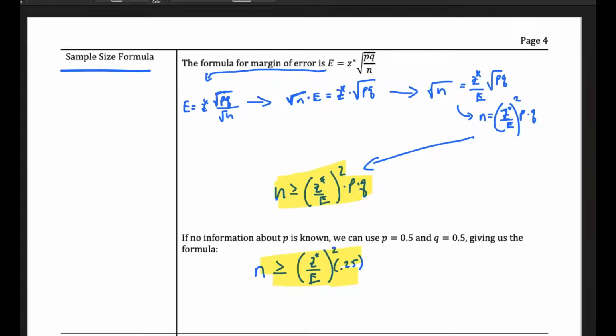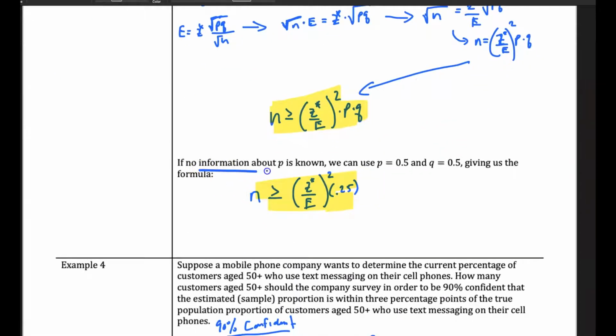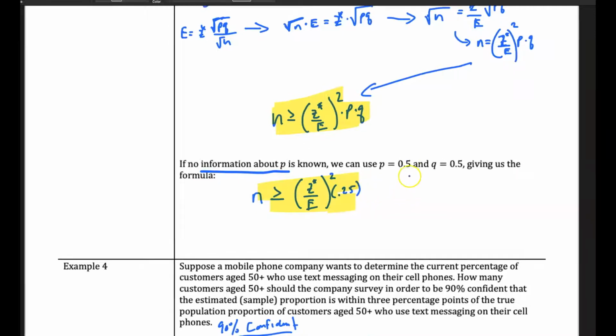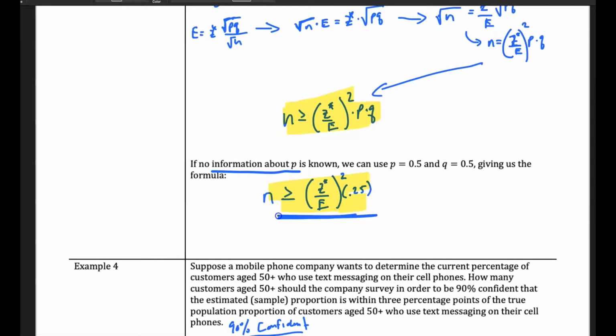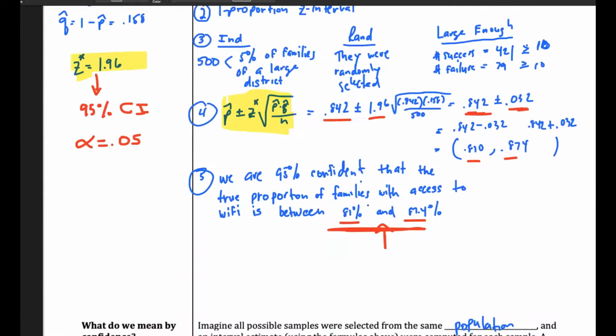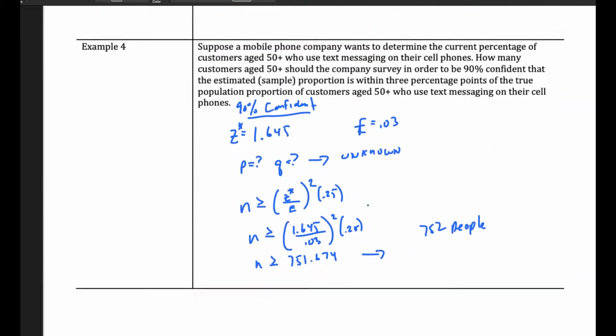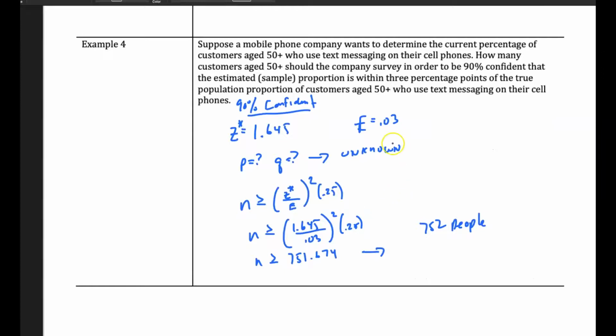And in the real world, many times we don't have that estimate. So if you don't know an estimate for the population proportion, if you don't have an idea or some clue, then we use this equation here. And when we plug the numbers in, what we end up with is an estimate for how many people we need to survey to control for an error.